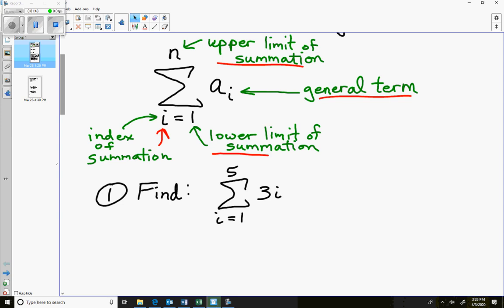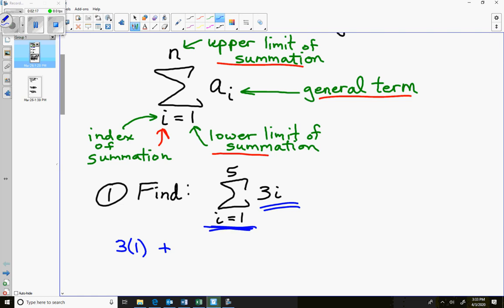All right, so number 1, find the summation from i equals 1 to 5, and the general term is 3i. So that means we're going to go through this loop numerous times. The first time through the loop, i is 1. So with my general term, everywhere you have an i, plug in 1. And that's it for the first time through the loop.